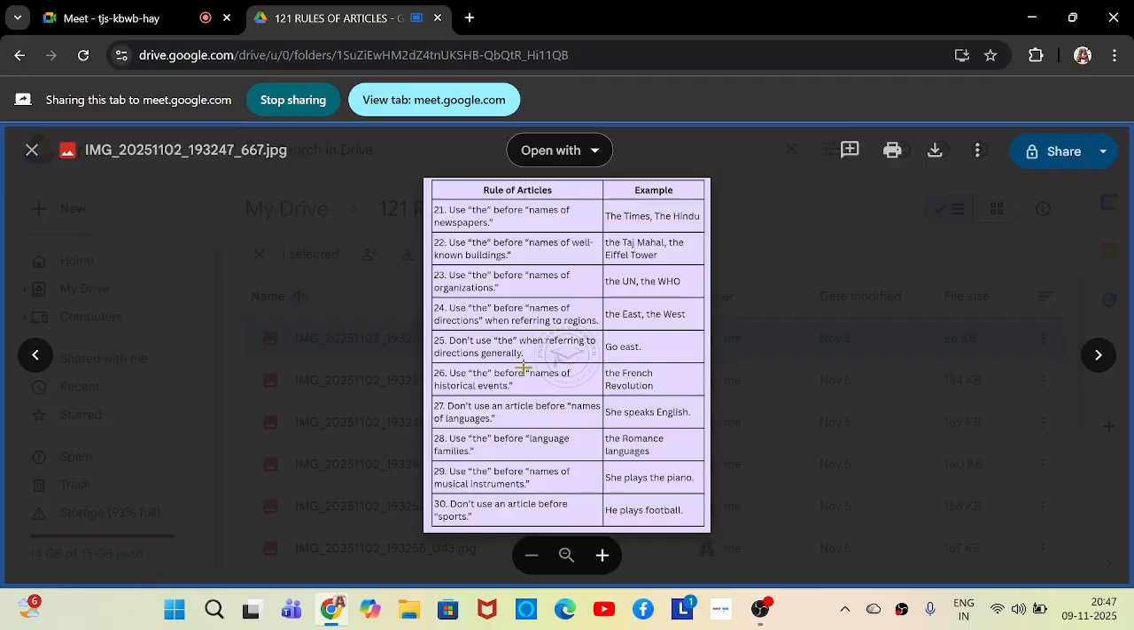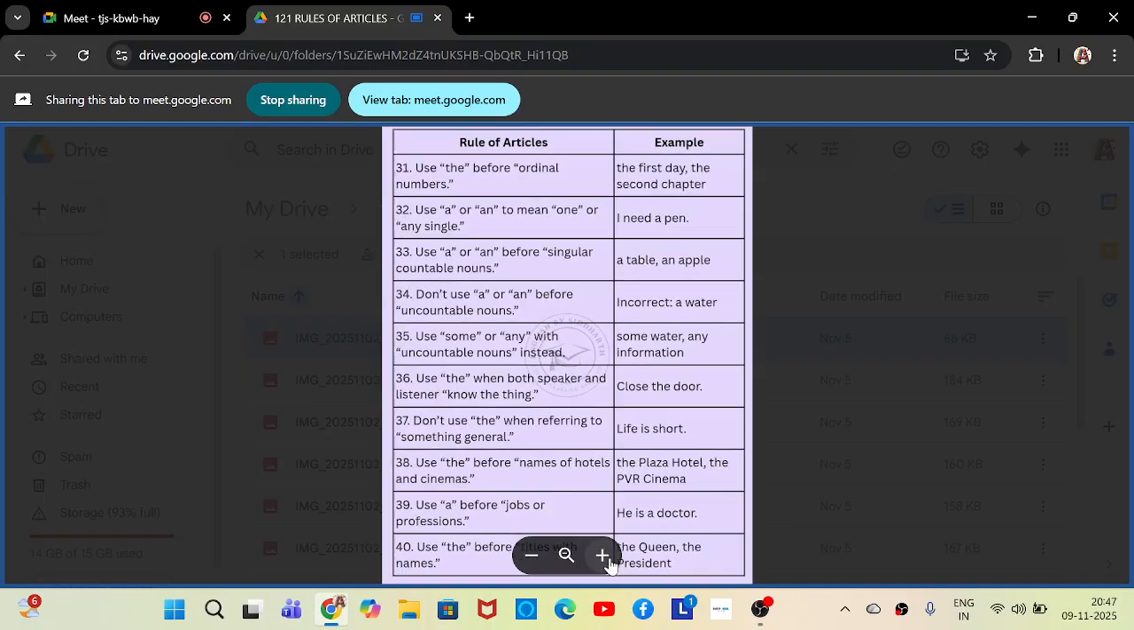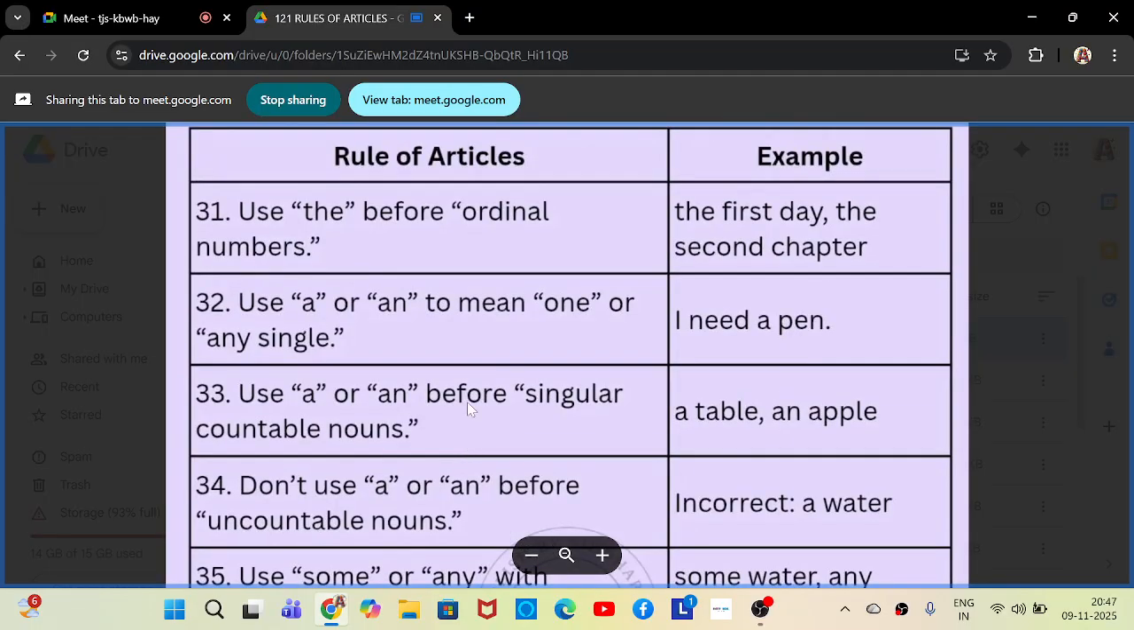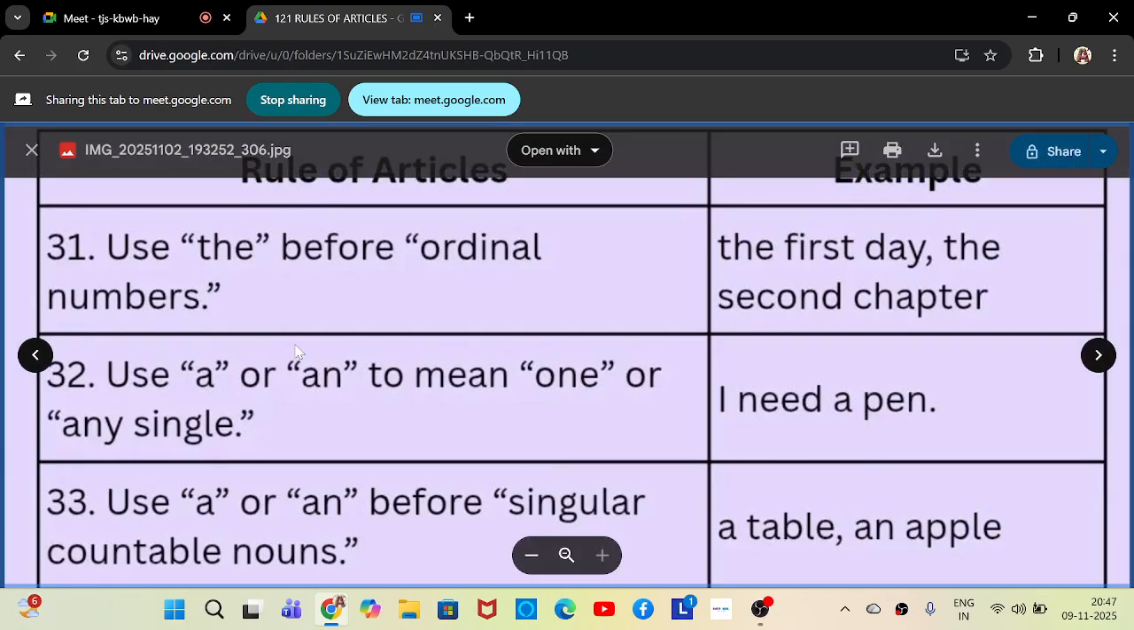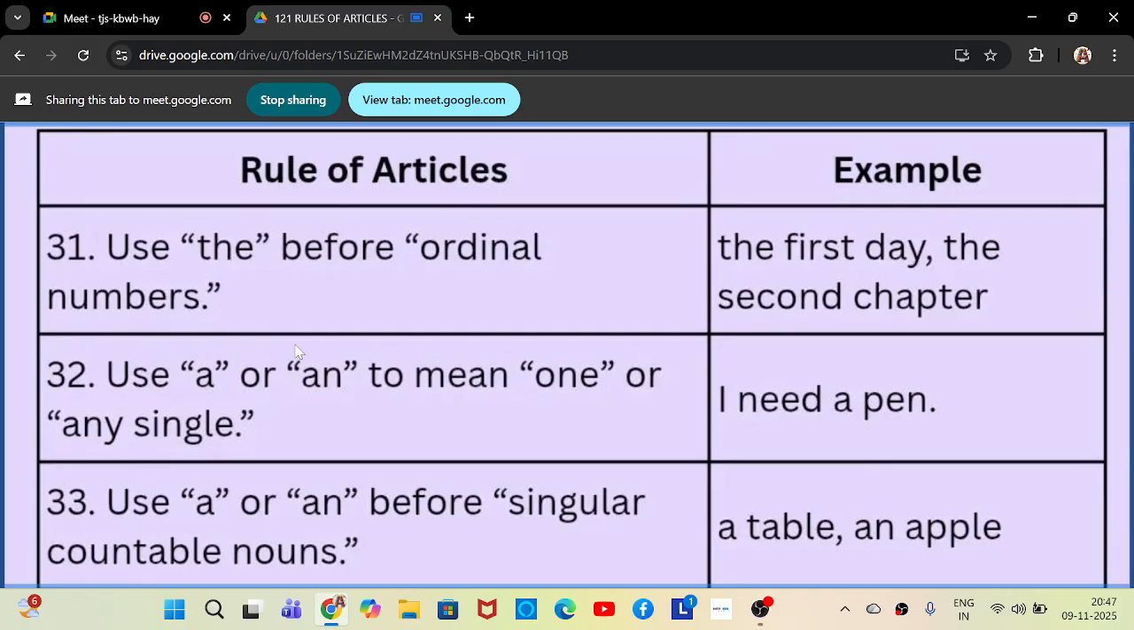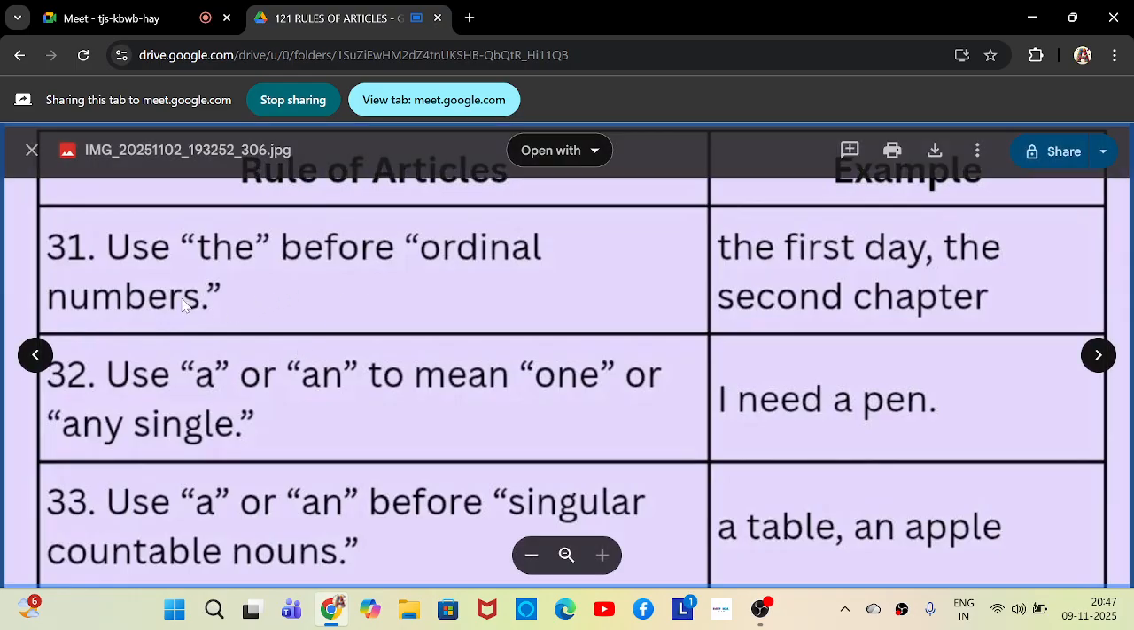Okay. Now we will look at a few more uses. 31st use: use the before ordinal numbers. So these ordinals and cardinals are very important in English. Ordinals means first, second, third, etc. These are called ordinal numbers. 1, 2, 3, etc. are called cardinal numbers. Ordinals and cardinals. So when you are speaking about ordinal numbers, you have to use the.